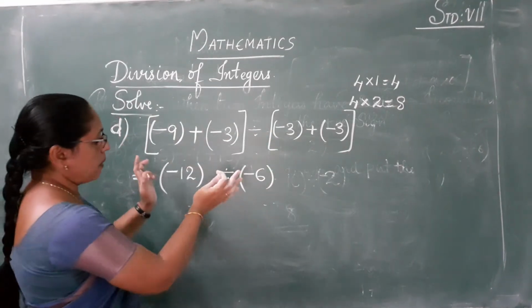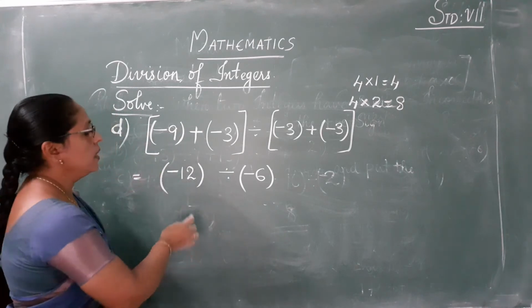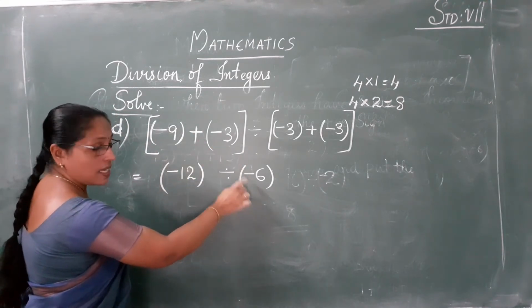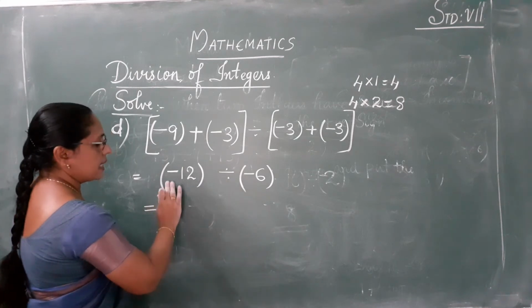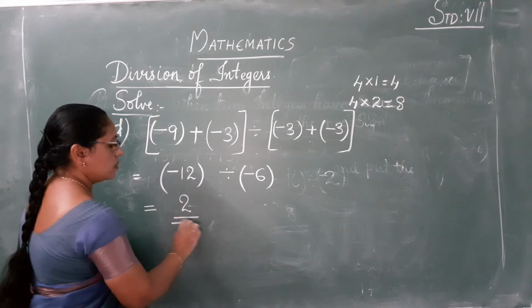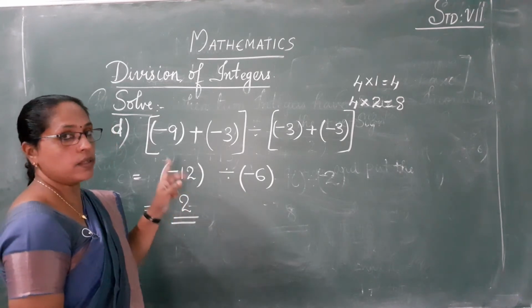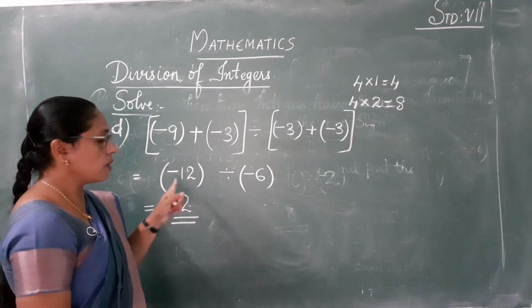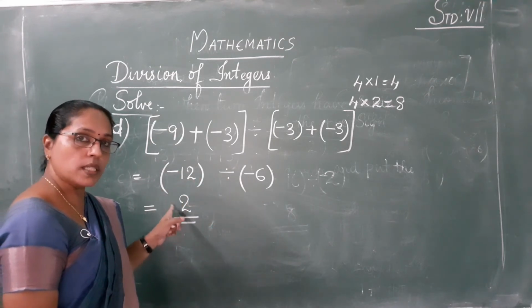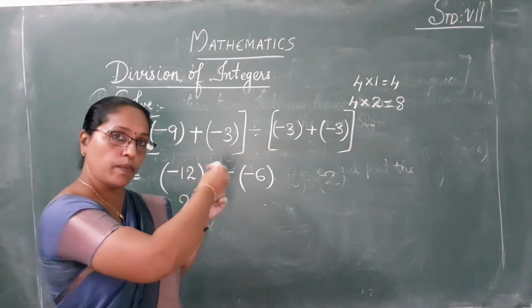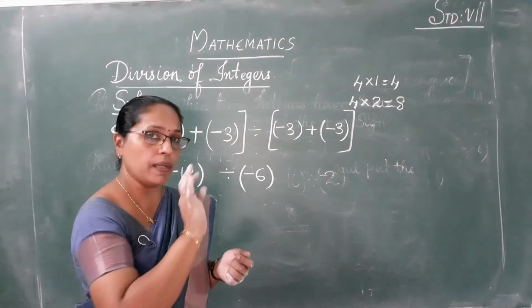Now the question has come to a shorter, simpler form: division between negative 12 and negative 6. So when you divide negative 12 by negative 6, what do we get? 6 table 12, 2 times. So the answer is 2. Both are negative, so the answer would come positive. So we did some division questions in complicated form as well as simpler form.